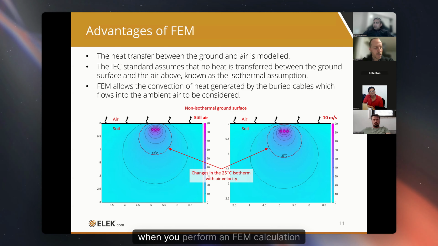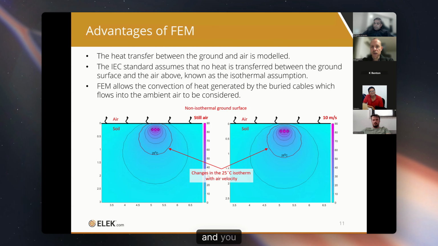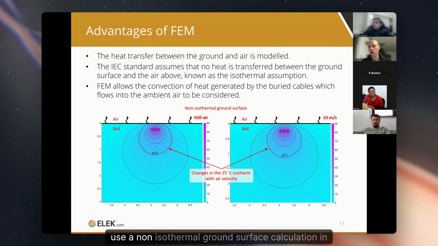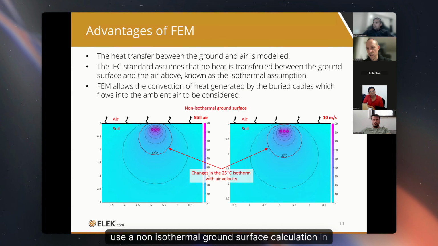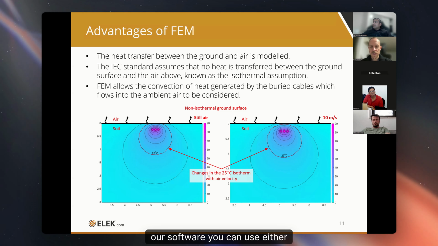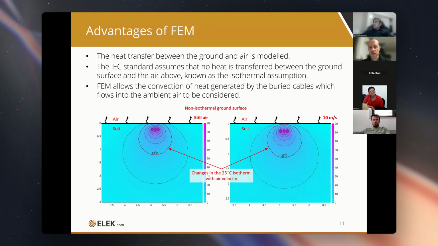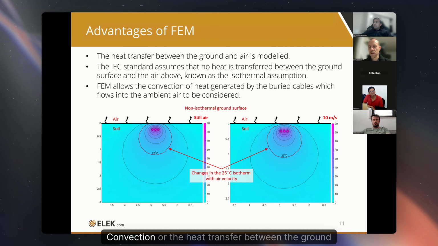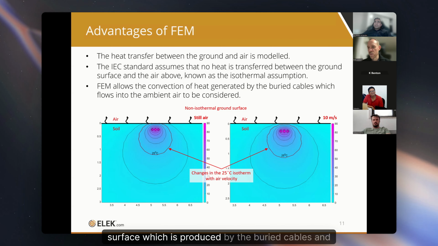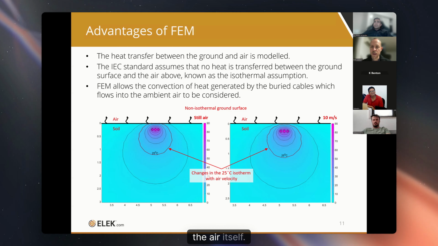So when you perform an FEM calculation and you use a non-isothermal ground surface calculation, in our software you can use either, you'll be asked for the ambient air temperature, and that affects the convection or the heat transfer between the ground surface, which is heated by the buried cables, and the air itself.